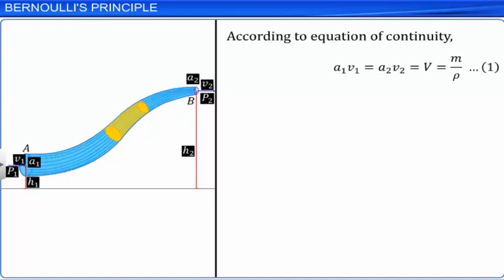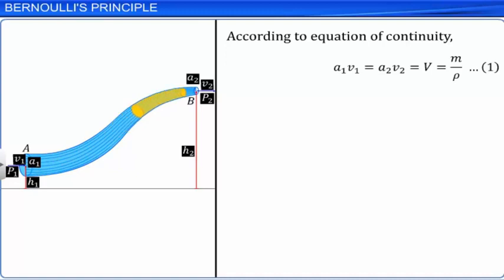Since the time considered is 1 second, here V1 and V2 are the length of the liquid element of mass m at ends A and B respectively. Thus, A1V1 and A2V2 represent the volume V of the liquid element at ends A and B respectively.